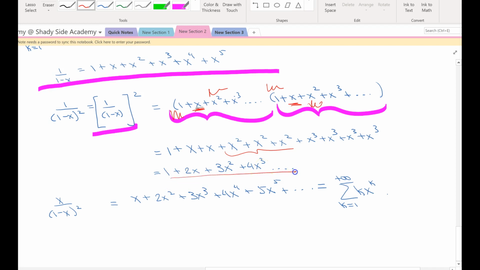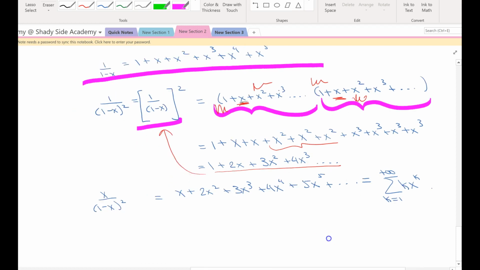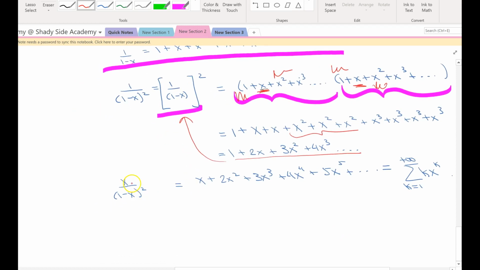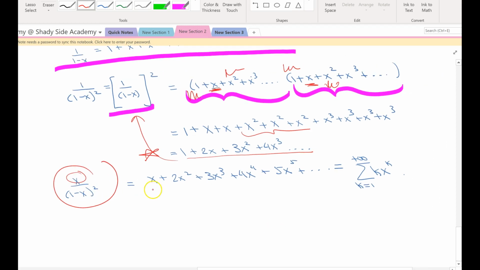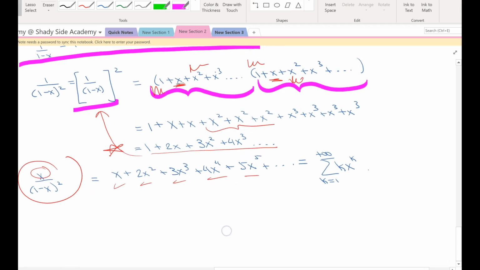This here is the Maclaurin for 1 over 1 minus x squared. But that's not my final stop. My final stop is to get here. And this is taking the Maclaurin above here, multiplying every term by x. Be careful. And then you're here. And you'll notice that if I take this Maclaurin and express in summation notation, I get this.